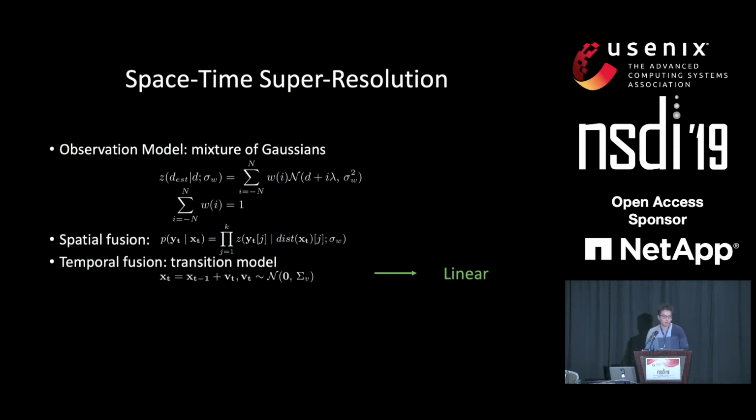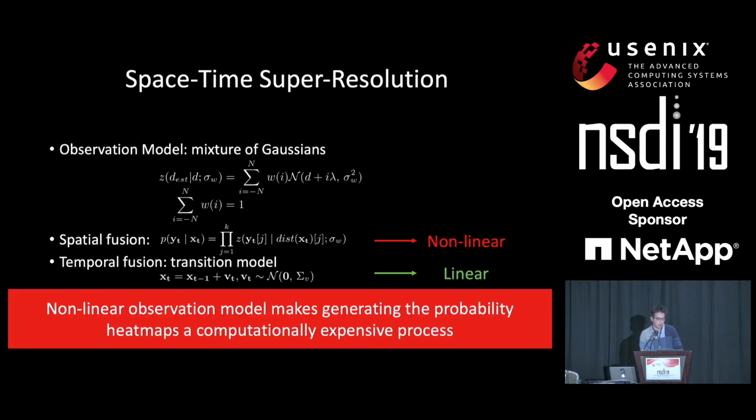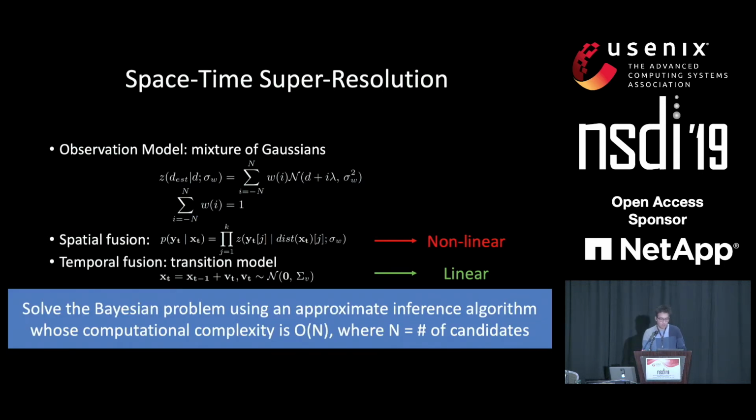Notice that the transition model here is linear. However, the spatial fusion, the observation model we have, is nonlinear. This is problematic because the nonlinear observation model makes generating the probability heat maps or other methods for linear models computationally expensive. To address this, we propose an approximate inference algorithm which is very computationally efficient with a complexity of big O of n, where n is the number of candidates. In the interest of time, I will not dive into detail about our approximate inference algorithm, but I will be happy to take any questions after the talk.